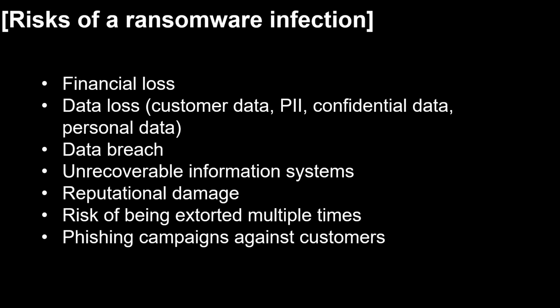So there could be data loss, like customer data or PII data, which is personally identifiable information. It could be confidential data, which your company or your organization considers confidential, and could be personal data. Could be a data breach. So these two are tightly connected together.